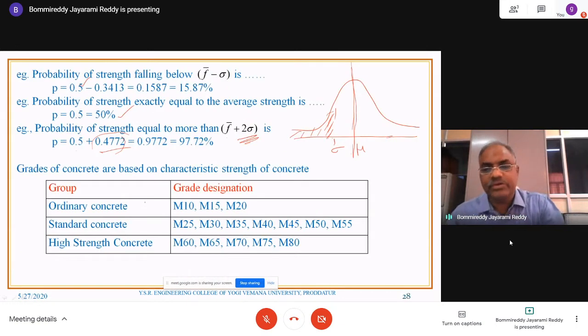Okay, I'll show you some numerical problems later so that it will be easy for you. And now we are at the grade of concrete. Concrete comes in different grades. We can call it in different groups.